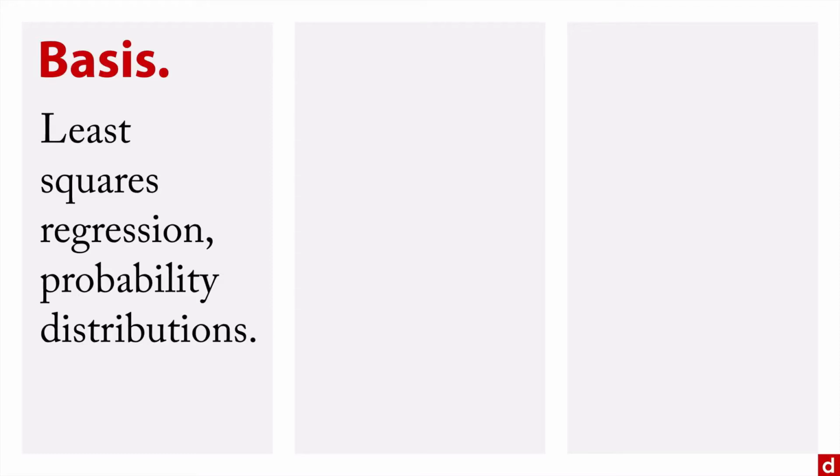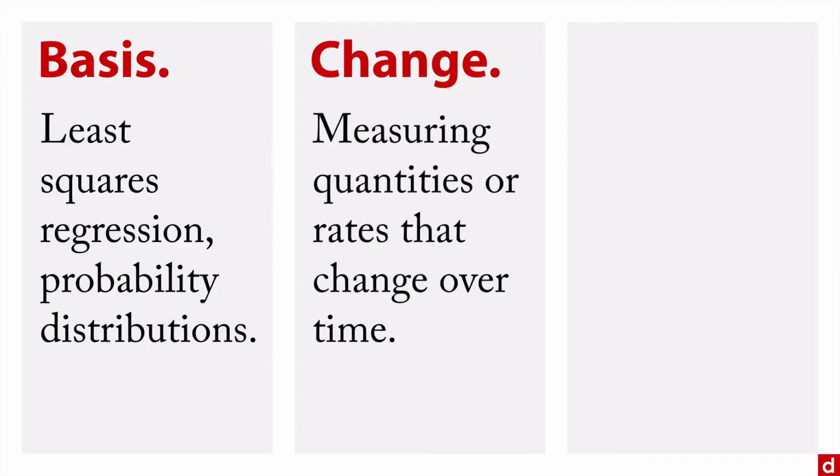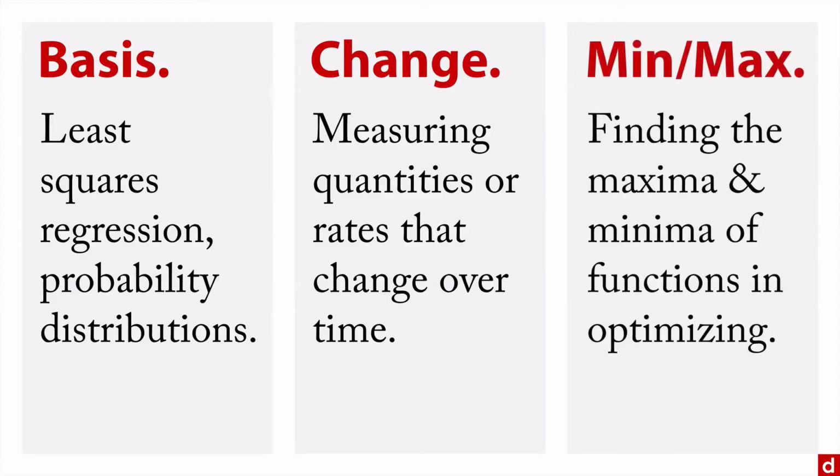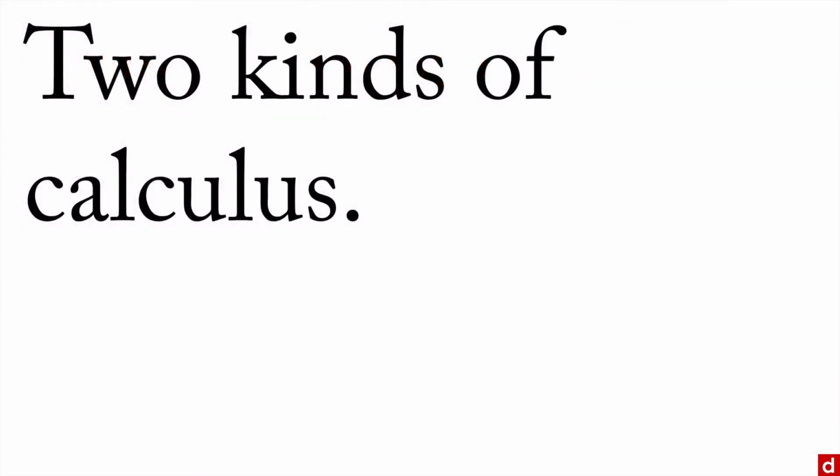And there are three reasons why calculus is important for data science. Number one, it's the basis of most of the procedures that we do. Things like least squares regression and probability distributions, they use calculus in getting those answers. Second one is if you're studying anything that changes over time. So if you're measuring quantities or rates that change over time, then you have to use calculus. Calculus is used in finding the maxima and the minima of functions, especially when you're optimizing, which is something I'll show you separately.